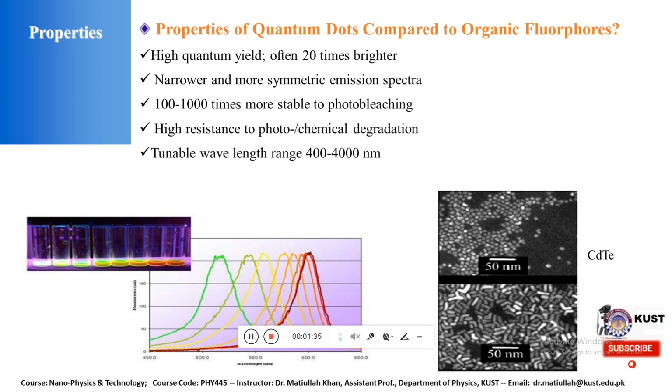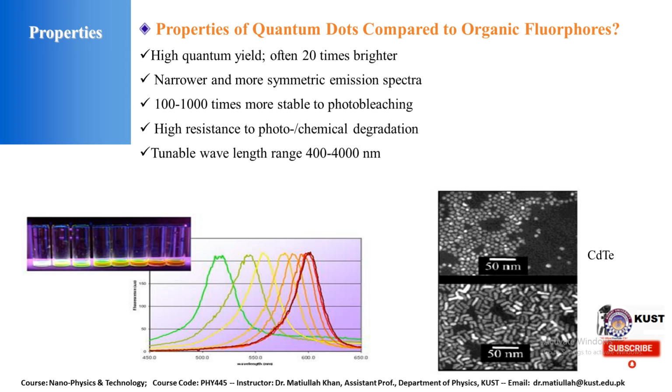So what are the important properties of quantum dots which make them different from other materials, and what are the special properties present in quantum dots that are interesting to us? The first thing is that it has very high quantum yield, often 20 times brighter than the normal organic phosphors, and narrower and more symmetric emission spectra. The spectra emitted from quantum dots is more symmetric, and it is 100 to 1000 times more stable to photobleaching, and it has very high resistance to photo and chemical degradation.